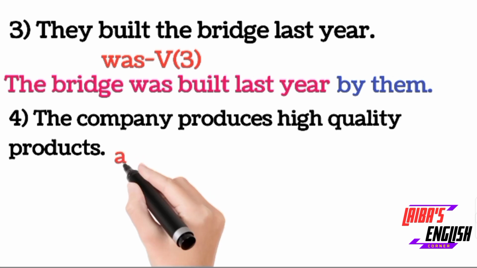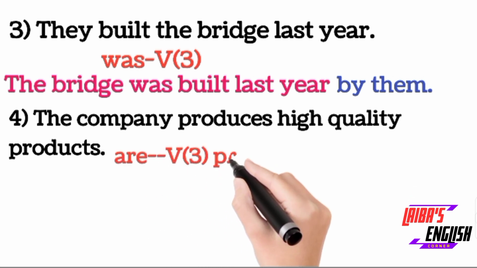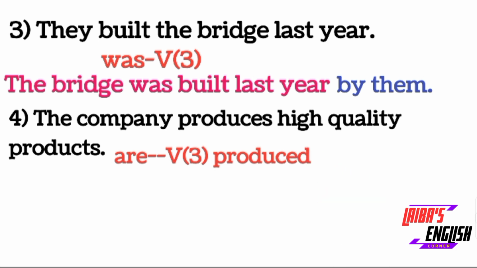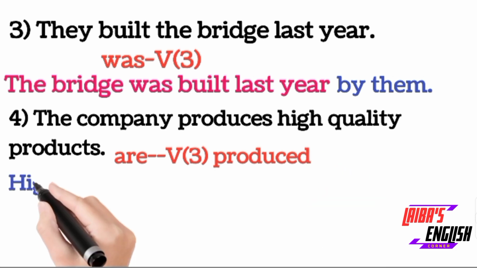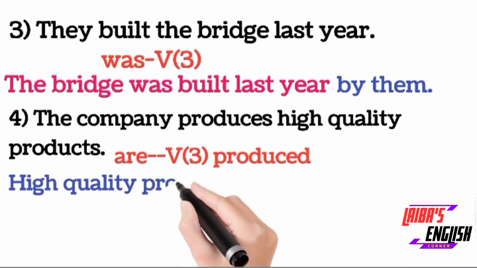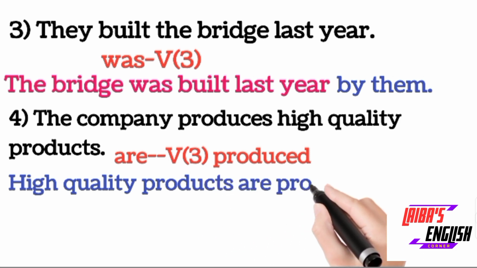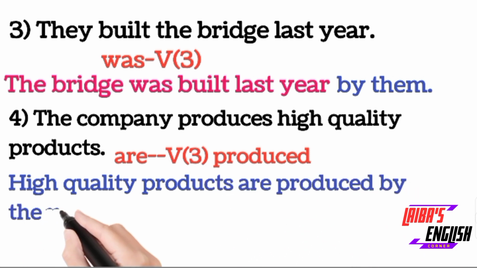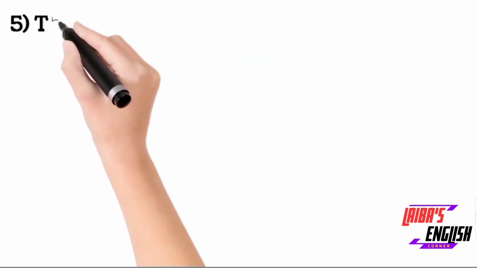So in present tense, we will use the helping verb of is, am, are. And we are talking about more than one thing, products. So we will use are here. And the third form of verb produce will change into produced. High quality products, we will use it in the place of subject. So, high quality products are produced by them.